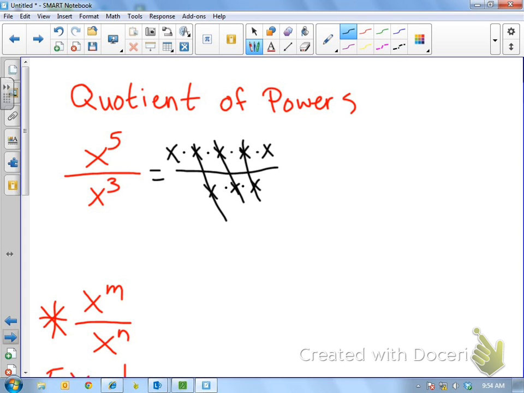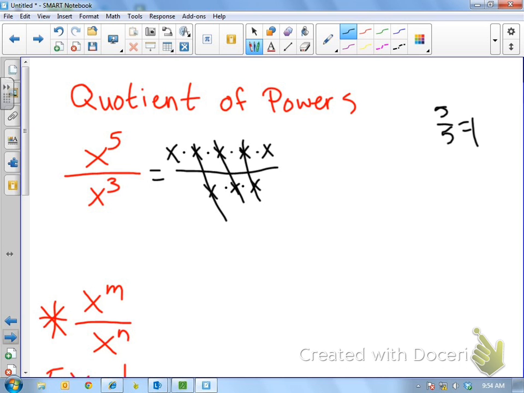So, when we're dividing, if we have the same thing over the same thing, an x over an x, I can cancel them out. I can get rid of them. Because what if I had 5 divided by 5? What is 5 divided by 5? 1. Same thing here. X divided by x is 1.